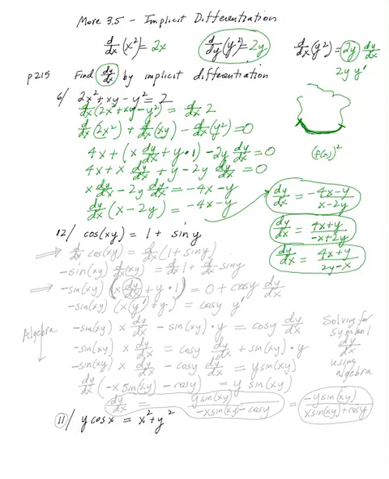Okay, let's do this one. Cosine xy equals 1 plus sine y. Let's find the derivative of y with respect to x by implicit differentiation. So I take derivatives of both sides with respect to x.